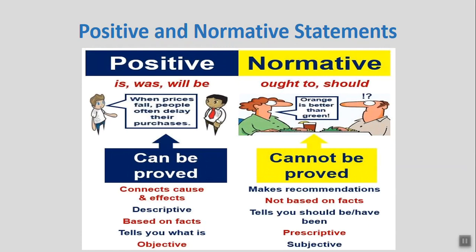So you can go and check whether the person who is giving this statement is correct or incorrect. On the other side, when we talk about normative, where we say ought to, should, as I said, it's opinion or judgment. Orange is better than green. You don't have any facts and figures to check whether orange is better or green is better. It's a point of view, or different people have different ways of thinking.